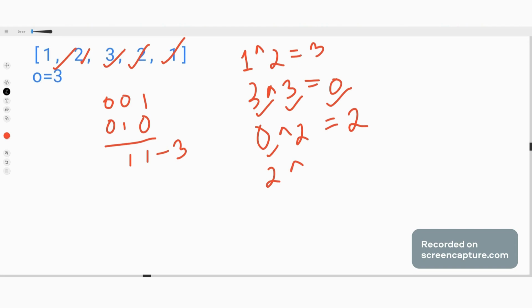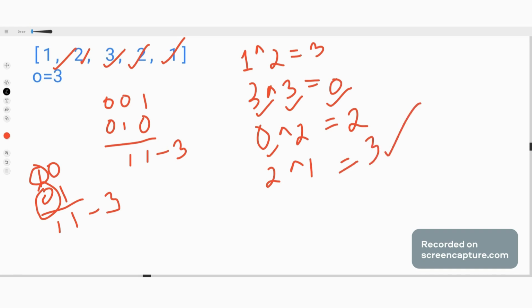2 XOR 1. So what is the binary form of 2? It is 1 0. And what is the binary form of 1? It is 0 1. Different, so 1. Again, the bits are different, so 1. What is this? It is 3. So 3. And at last we will return this. So this is the output. See, here we are getting the output.